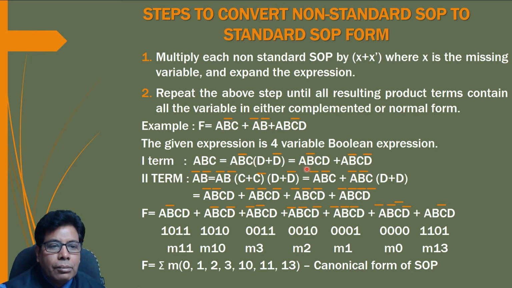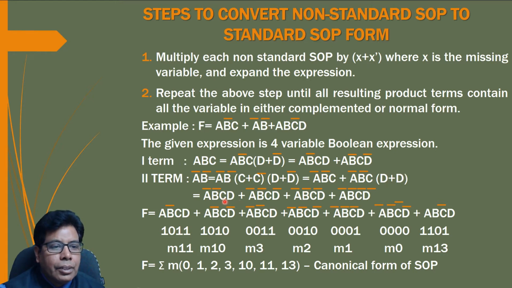So individually we are multiplying it. Then the second term is a bar b bar. So here both c and d are missing. So we'll have to multiply it by both the terms, c plus c bar and d plus d bar. So first we multiply with c plus c bar, so a bar b bar c, then a bar b bar c bar. Then we'll have to multiply by d plus d bar.